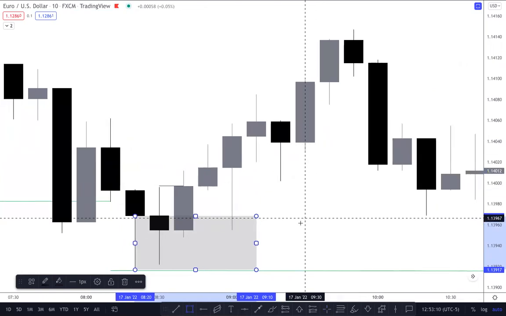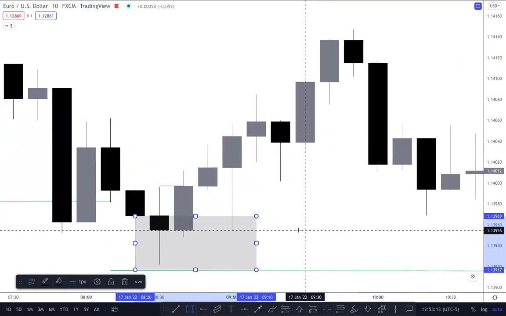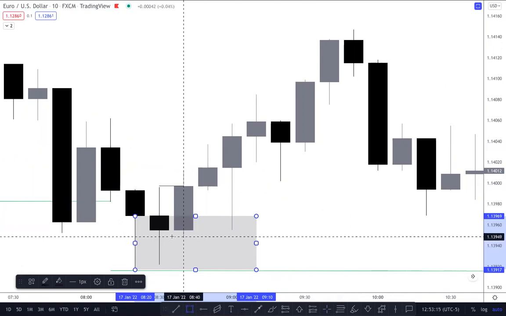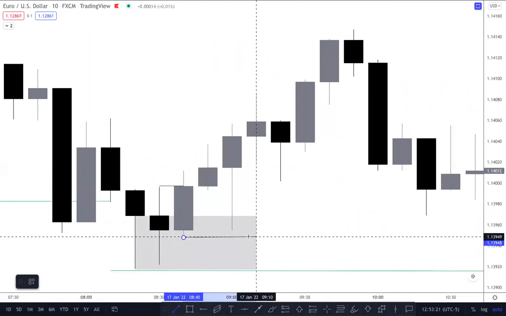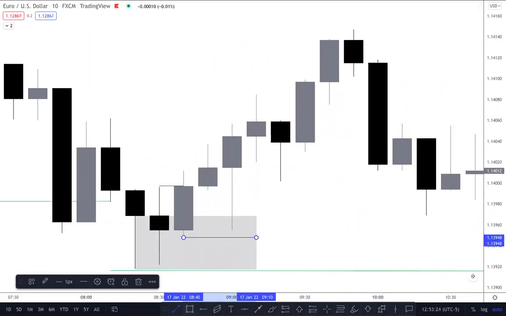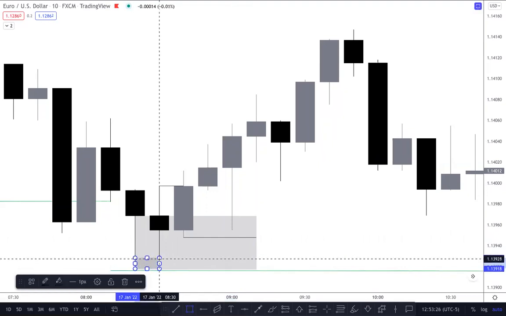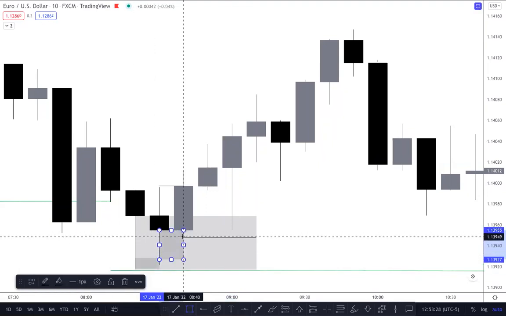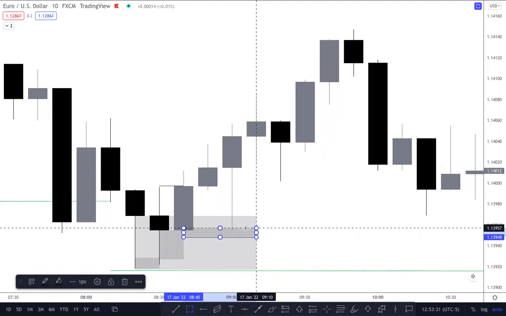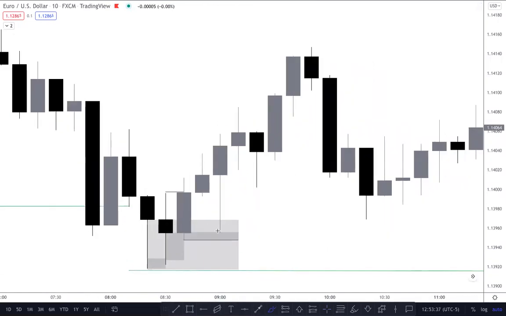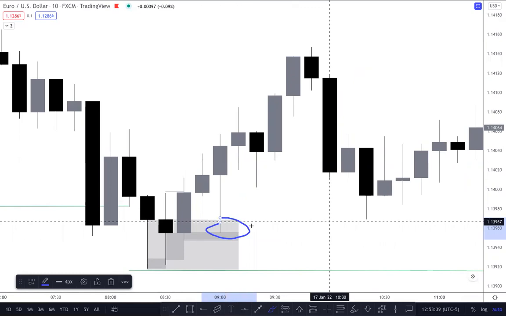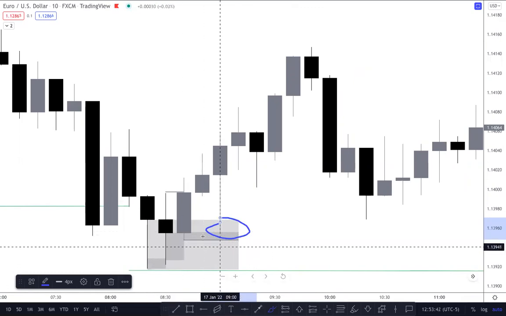Right? What is our refinement to this? The wicks, right? We can either wait for the sweep, or we can pretend all this is order flow from wick to wick to wick, and then we get this right here, right? You see that? You see how I put that up? There's two ways of refining it, right?